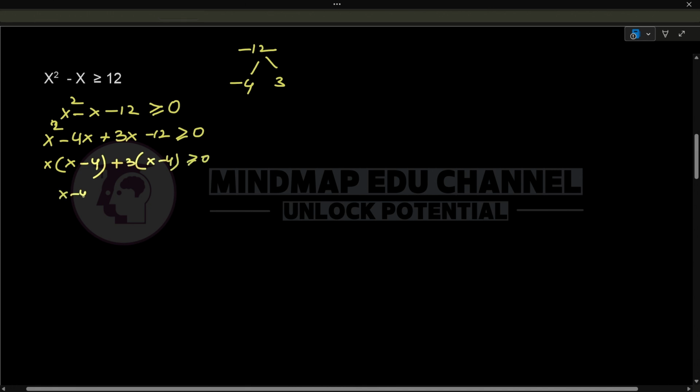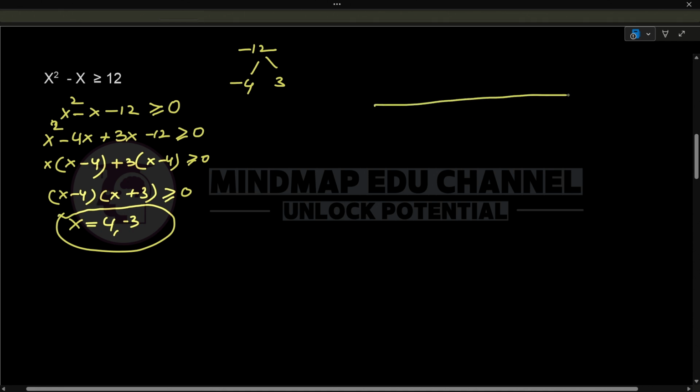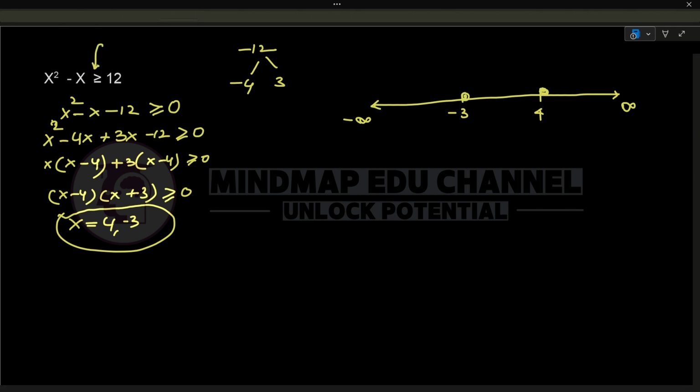So the two factors we have are x minus 4 and x plus 3. So we get two values for x, that is 4 and minus 3. Clear? Okay, now let's plot it on a number line. So here it will be minus 3 and 4, left hand side minus infinity, right hand side plus infinity. Now again here over minus 3 we will have a closed circle and over 4 also we will have a closed circle. Why? Because we had the equal to sign also.